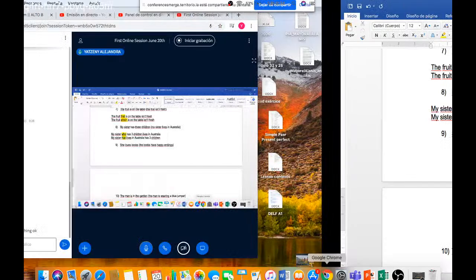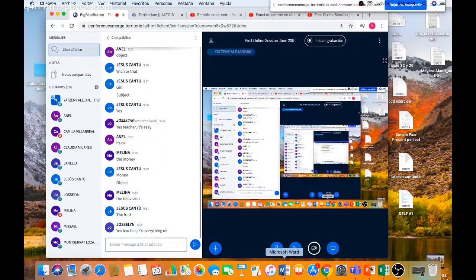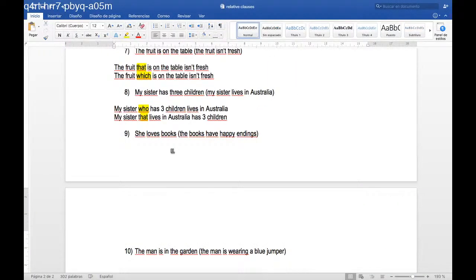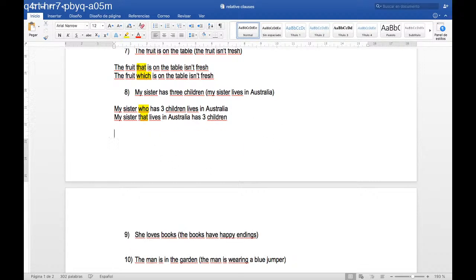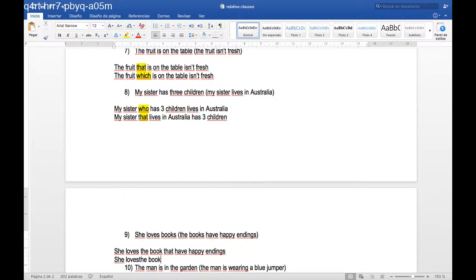Let's check if you have any question. That's okay. Now let's continue. She loves books and the books have happy endings. So the element that is repeated, obviously over here, is the book. So the possible answers that we can have in number 9 are: she loves the books that have happy endings, or she loves the books which have happy endings, and that's correct too.